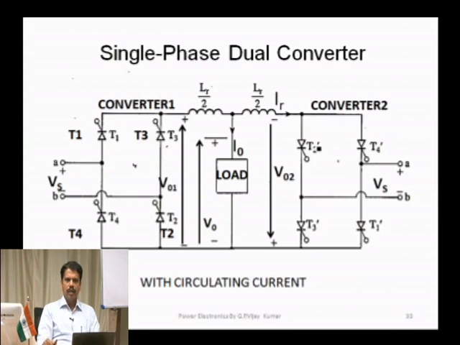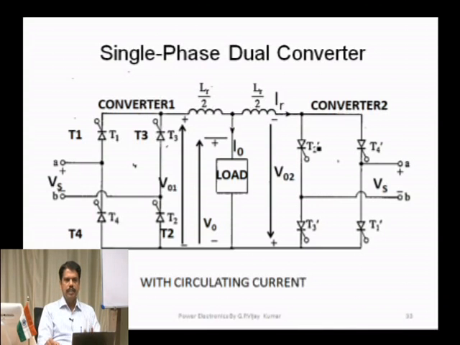If we do not use the circulating current method, only one converter can work at a time. If converter 1 works, converter 2 will not work, its gate pulses are removed. If this works, this does not work. Here, converter 1 can work in the rectifier mode, and converter 2 can work in the inverter mode. If we want both converters to work at a time, we have to go for circulating current. If you are using only one converter at a time, you need not use the reactors here.